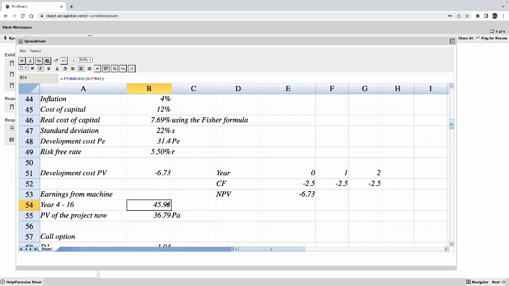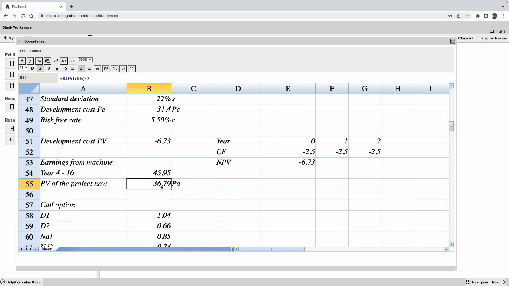Got it? Year 4 is, if I do this, the 45.95 is at the beginning of year 4, correct? Beginning of year 4 is the same as end of year 3, correct? Make sense? So therefore, I have to discount it back 3 years. Okay, do you understand why I discounted back 3 years now? Okay, so now that's my asset value. The asset value is 36.79.